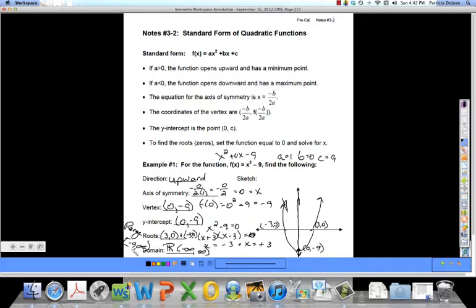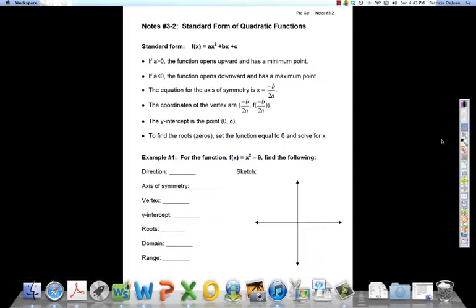Or you could say y is greater than or equal to negative 9. So I'm going to click off this and go to the next page.